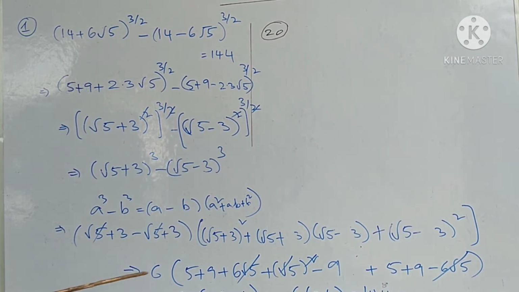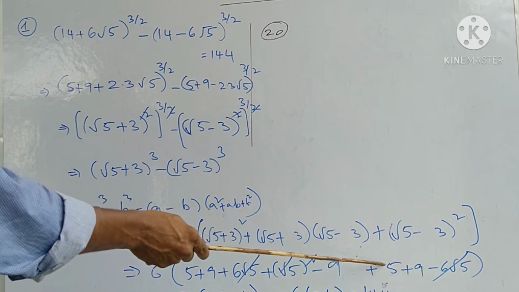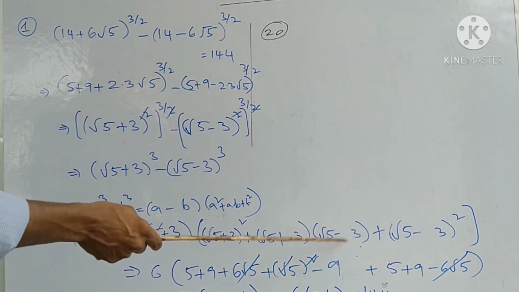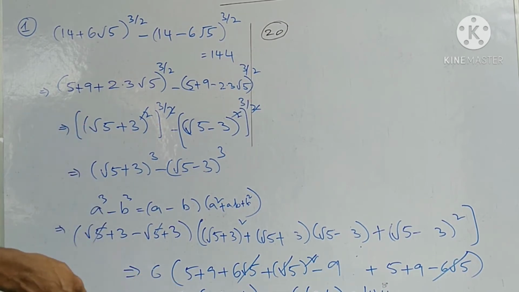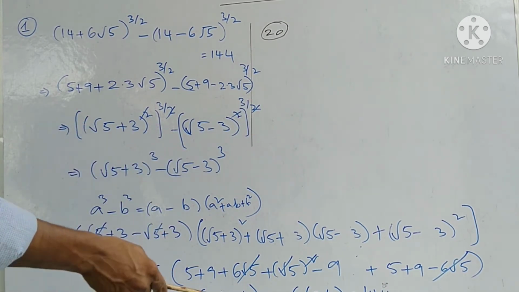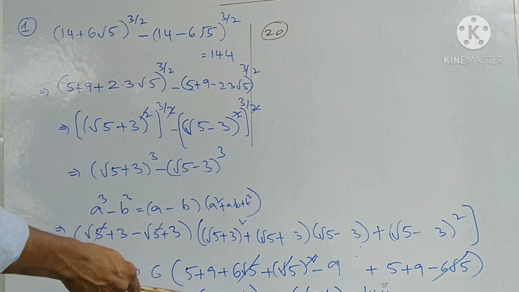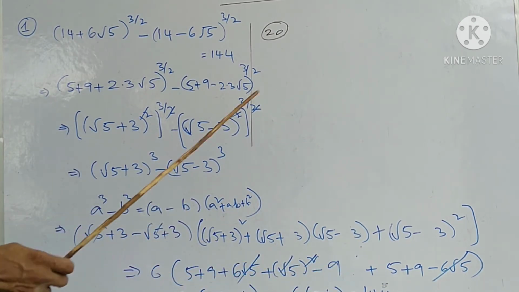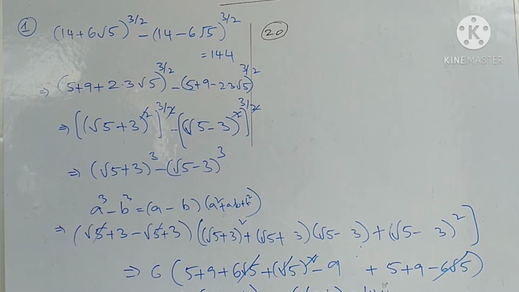So that is equal to 6 into, here 9 plus 5. Here also 9 plus 5. 14 plus 14, 28. Here plus 5 minus 9. The result is minus 4. So that is equal to 28 minus 4. The result is 24. 6 into 24. So that is equal to 144. This is the final result. So hence proved.